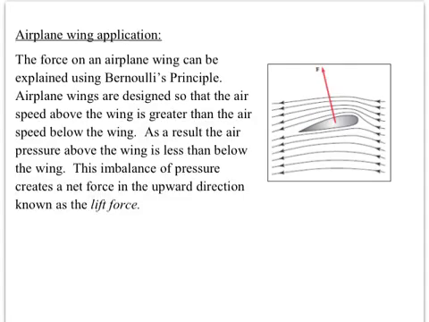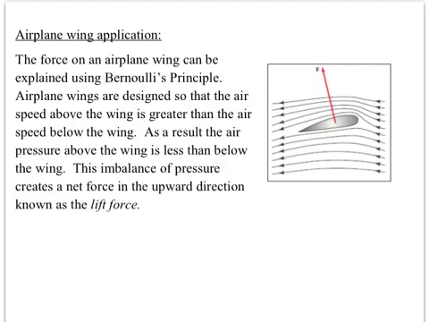All right, last thing. This is an application of Bernoulli's principle. I want somebody to read, and then I'll discuss. Nice and loud. The force on an airplane wing can be explained using Bernoulli's principle. Airplane wings are designed so that the airspeed above the wing is greater than the airspeed below the wing. As a result, the air pressure above the wing is less than below the wing. The imbalance of pressure creates a net force in the upward direction, known as the lift force.